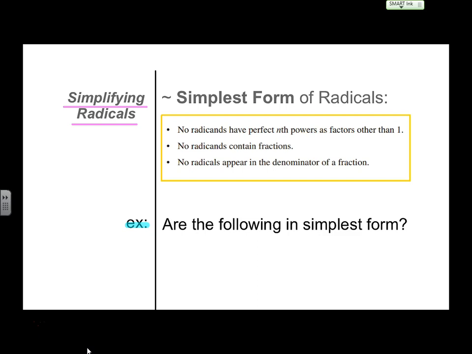Okay, so no radicand. Wait, what's a radicand? Radical is the sign. What do you think a radicand is? It's what's inside. Radical is the sign. Radicand is what's underneath or what's inside. So you have the square root and whatever's underneath. The radicand could be 48 or 25 or 36, stuff like that. Does that make sense? Yep.